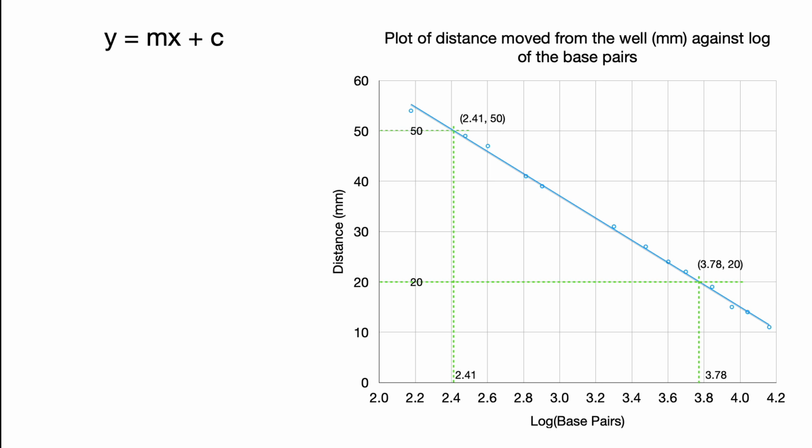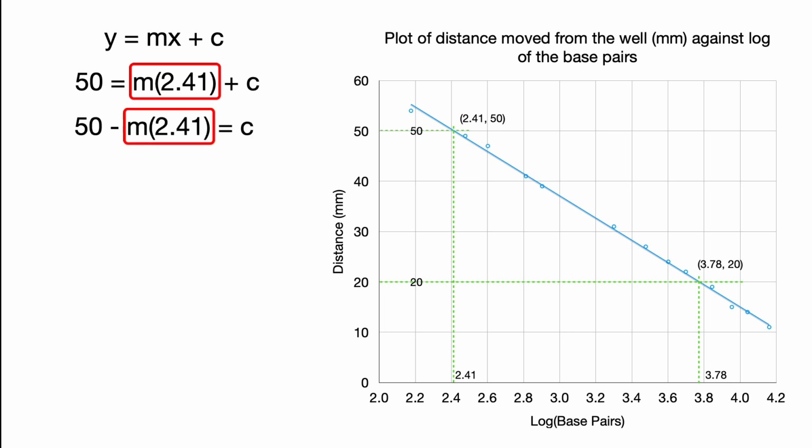So let's take the top one there, the 2.41, 50. So we put that in, and that gives us 50 is equal to m multiplied by 2.41 plus c. What we then do is rearrange the equation. We move that m multiplied by 2.41 over to the 50. So we can say that 50 minus m multiplied by 2.41 is equal to c. So now we've got a value for c. We can say that c is equal to 50 minus m multiplied by 2.41.